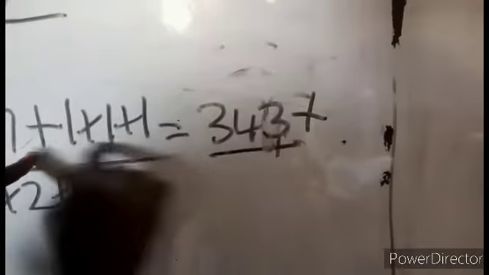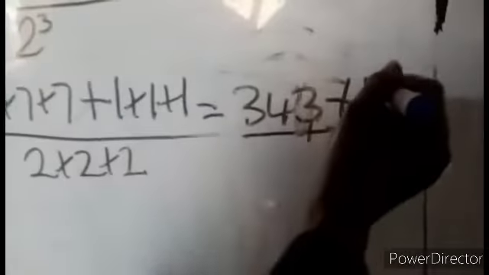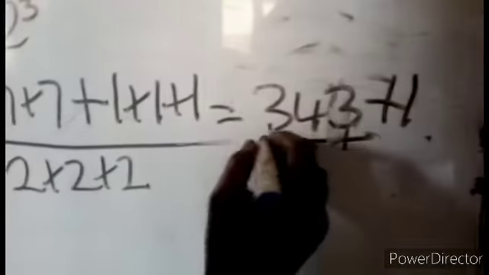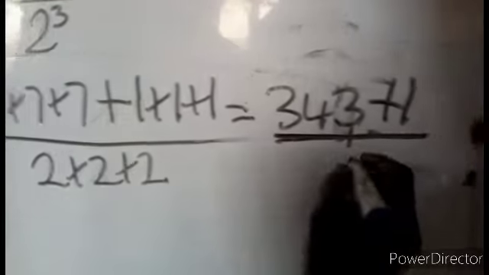Then plus this one, 1 times 1 times 1, remains 1. That is how I got my 344. Okay, let's do it step by step. Divided by this, 8. 2 times 2 times 2 gives us 8.